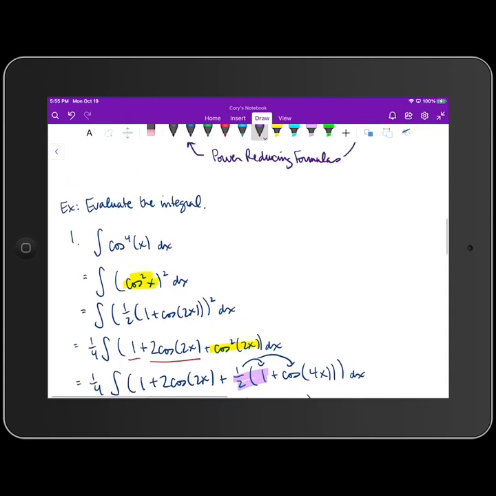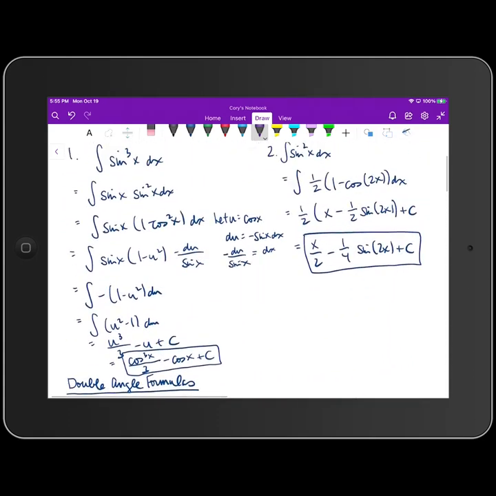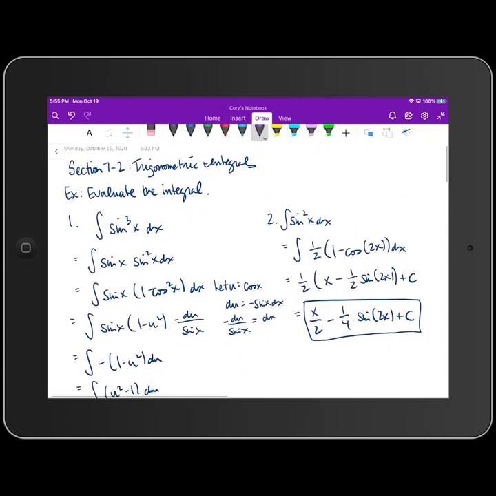If we look at the first example that we did in this lesson, that was another example of us taking sine cubed and breaking it up into sine times sine squared. So sometimes that's a useful technique for you when evaluating trigonometric integrals. Okay, so we'll stop this video here, and then we'll finish the lesson off in the next video.